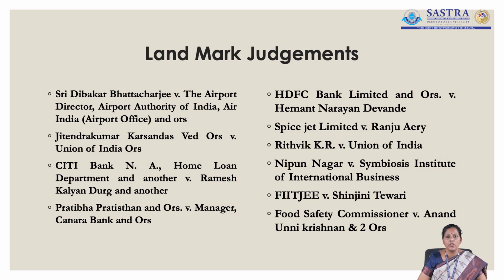Next, let's look at the case of Jitendra Kumar Karsandas versus Union of India. In this particular case, the complainant had 4 monthly income schemes with the opposite party, and what the complainant felt in the complaint was that the opposite party pre-closed all 4 monthly income schemes which the complainant had with the opposite party prematurely, without getting consent from the complainant, and the entire amount was withdrawn and transferred to a bogus account.